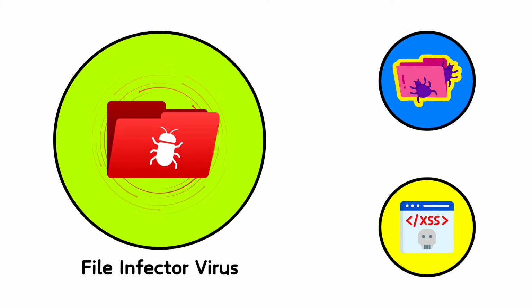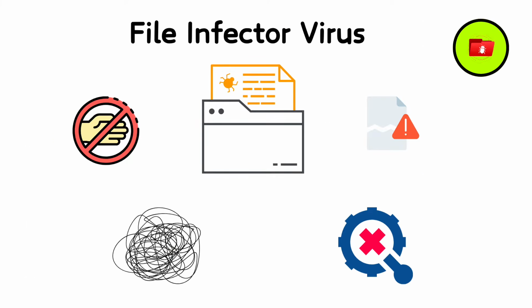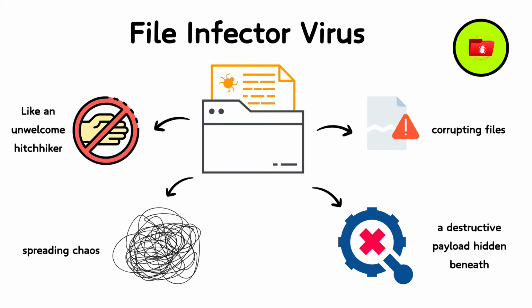File Infector Virus. A stealthy digital parasite, the File Infector virus latches onto executable files, .exe, the very programs you run daily. Like an unwelcome hitchhiker, it travels unnoticed until you launch the infected application. Then it springs into action, corrupting files, commandeering system resources, and spreading chaos, often masquerading as a benign program, but with a destructive payload hidden beneath.